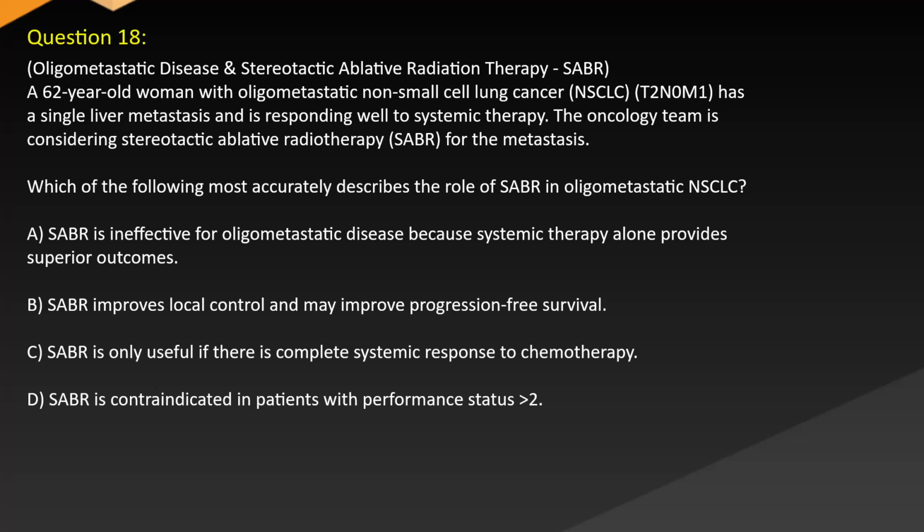A. SABR is ineffective for oligometastatic disease because systemic therapy alone provides superior outcomes. B. SABR improves local control and may improve progression-free survival. C. SABR is only useful if there is complete systemic response to chemotherapy. D. SABR is contraindicated in patients with performance status 2.